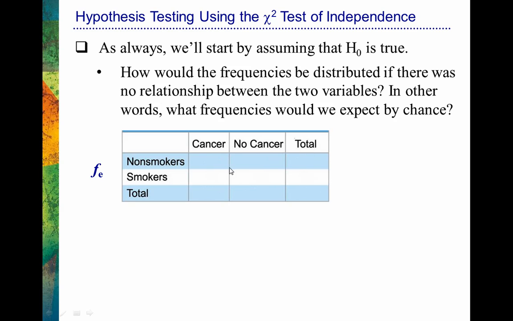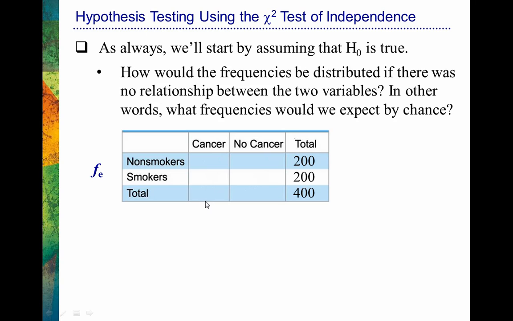So, in other words, what are the frequencies that we would expect in here just by chance if there's no relationship between those two variables, cancer status and smoking status? Well, one thing that's not going to change here are the total number of non-smokers and smokers that we had, or the total number of people overall that we measured. Of course, all these totals remain the same.